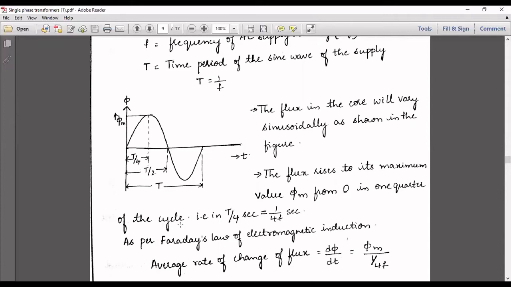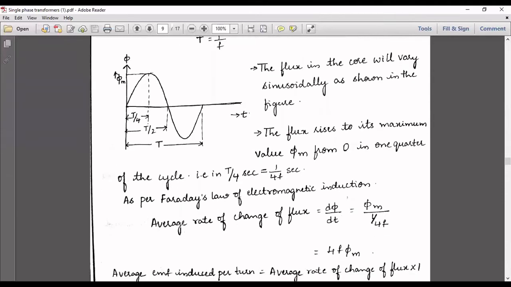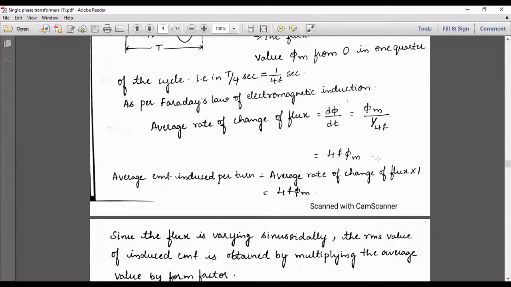According to Faraday's law of electromagnetic induction, the average rate of flux change is given by d phi by dt, that is the rate of change of flux with respect to time. Since we have considered only T by 4 seconds, d phi will be phi maximum, divided by dt, the time taken, which is 1 by 4f. If we simplify, it will be 4 into f phi maximum.